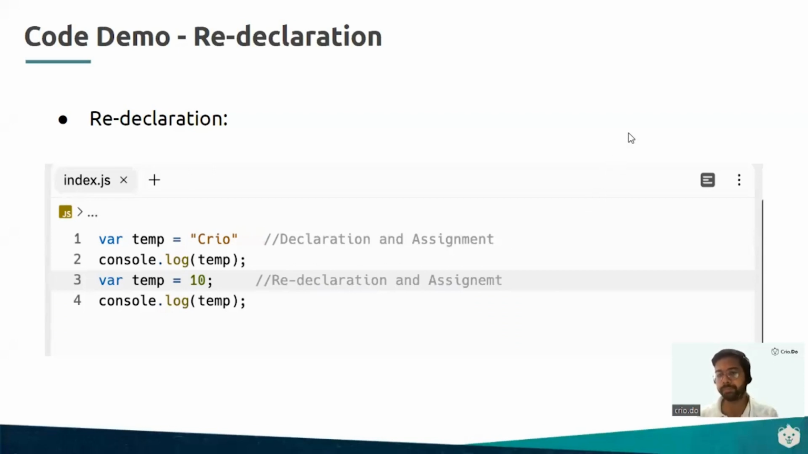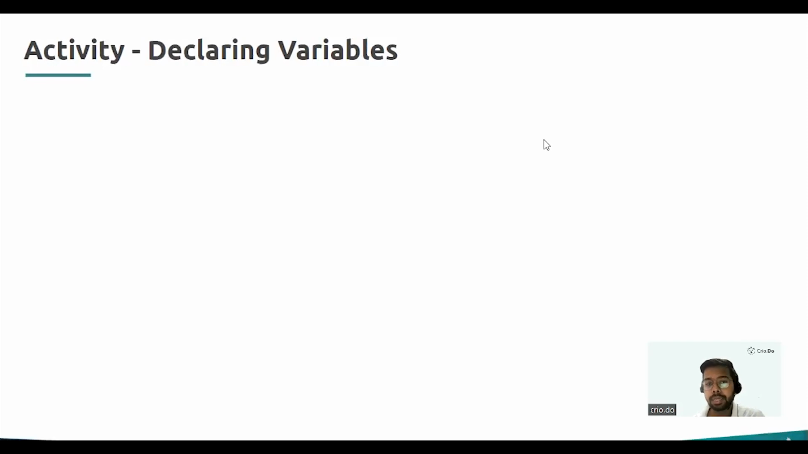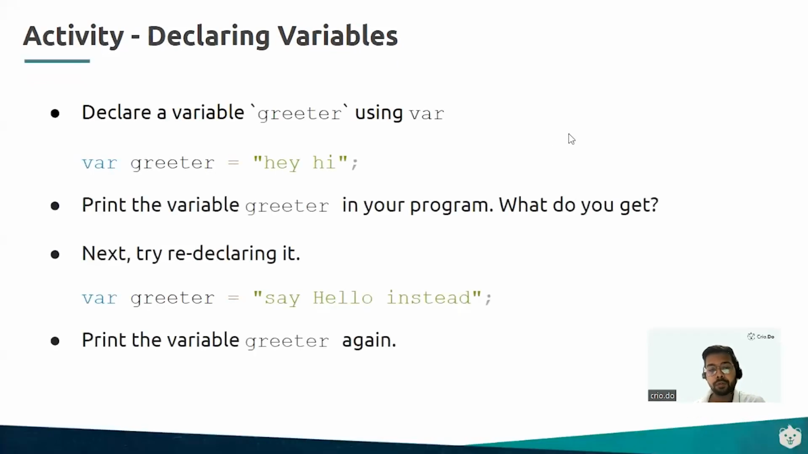You will be performing an activity dealing with declaring variables. So you have to declare a variable named greeter using the var identifier. So it will be something like var greeter equals to hey hi. Just after that, you have to print the variable greeter and check what value it is printing. Post that, you have to try some redeclaration, and redeclaration simply means when you're trying to redeclare a variable with the same name. So when you say var greeter equals to say hello instead, again you have to check this time what is the value that greeter is printing. So these are the 4 steps that you need to perform. So pause this video now and get started with the activity.